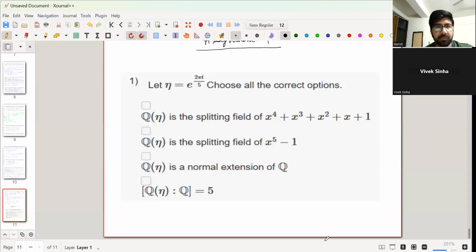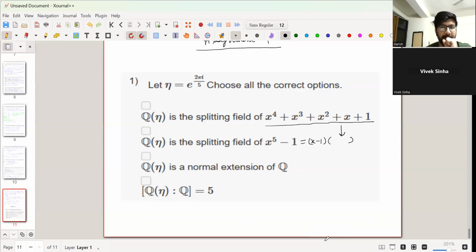Sir, I have a little confusion between statement 1 and statement 2. I know that x to the power 4 plus x cubed plus x squared plus x plus 1 is an irreducible polynomial. This polynomial is the same as x minus 1 times that polynomial. So can we say both are equivalent, sir? Yes, we just need to check all the options.